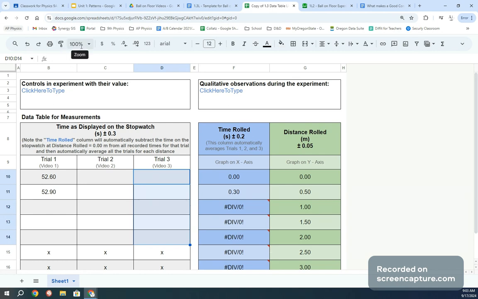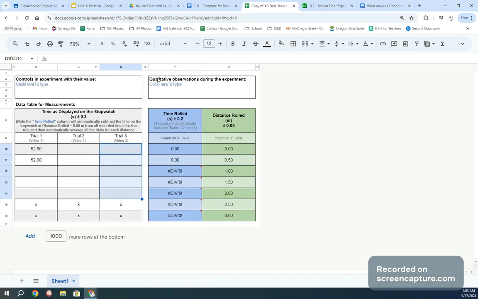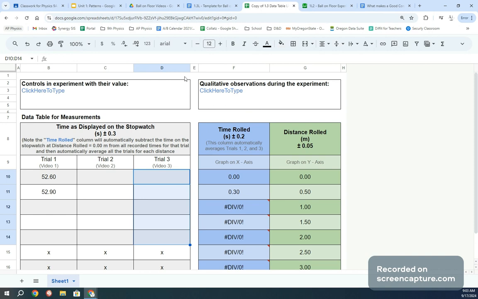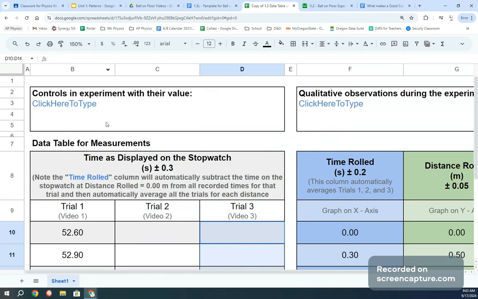If you need to, you can change the zoom up here. So maybe drop it down to like 75, and that maybe is an easier way to get a screenshot of what you need. But either way, make sure that you have all of those things. Some people do 2 separate screenshots. One for their controls and qualitative, and then one for their actual data. And that's fine too. Again, kind of whatever works for you guys as long as you have all of that information.